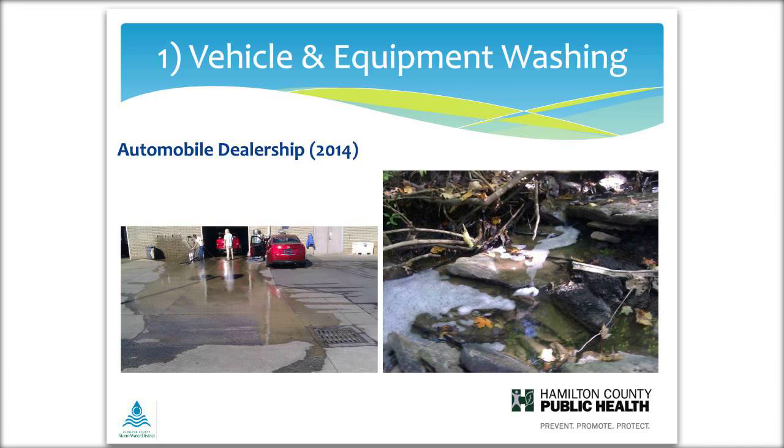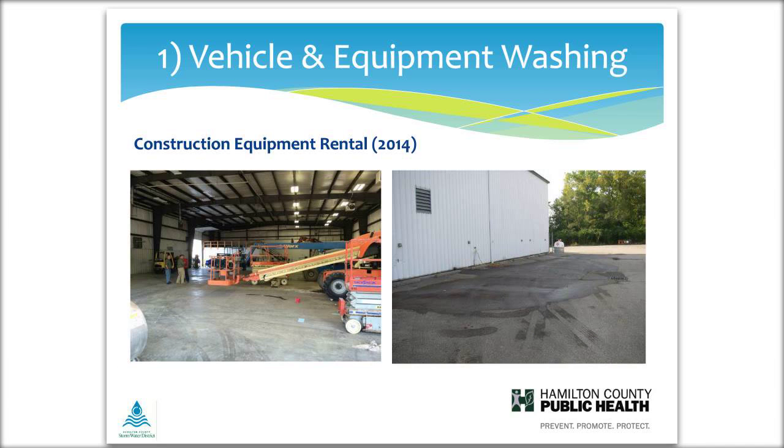Here's another business back in 2014. This business rents hydraulic equipment, like construction equipment for job sites. And what they were doing is that when people brought their equipment back at the end of the day, they would wash all that equipment down, again, outside, and it was going directly into a storm drain, right into the storm sewer system and then into the Mill Creek. So that was another rather easy solution. They could just move those operations inside.